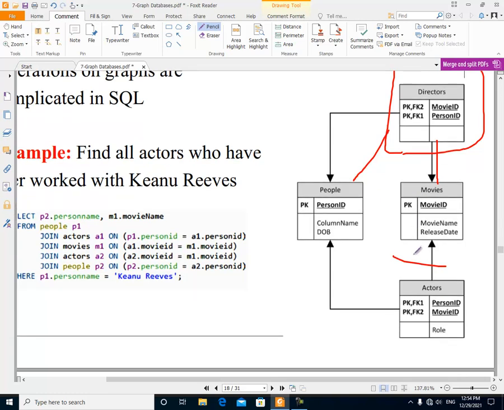Okay, as you see in this figure, it's like a graph. For example, it has four nodes: director, people, movies, actors, and they are connected. But the question is, could we use the relational database for data in the format of graphs? Could we do this? In this figure, it seems that we could. But what is the answer?